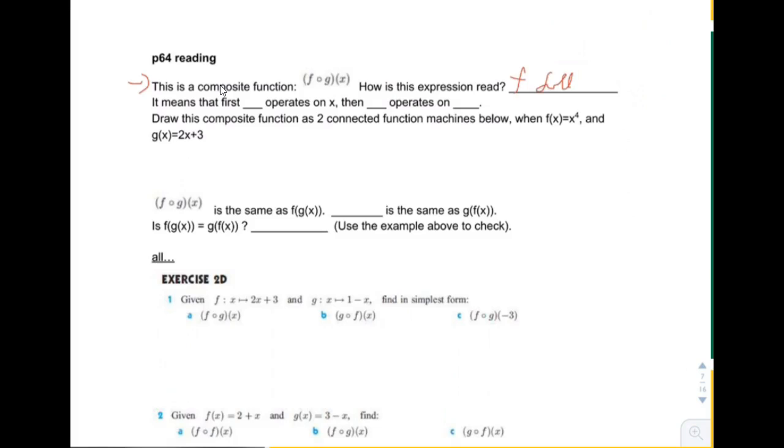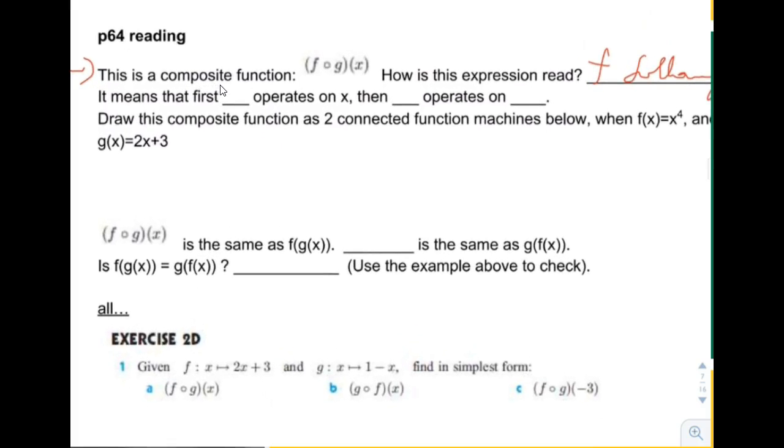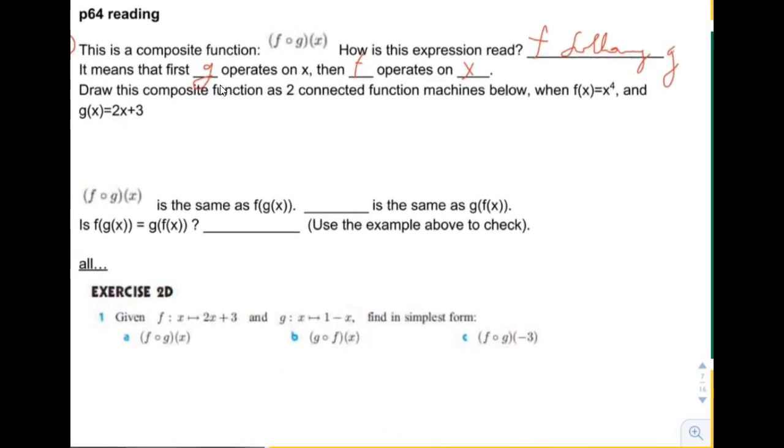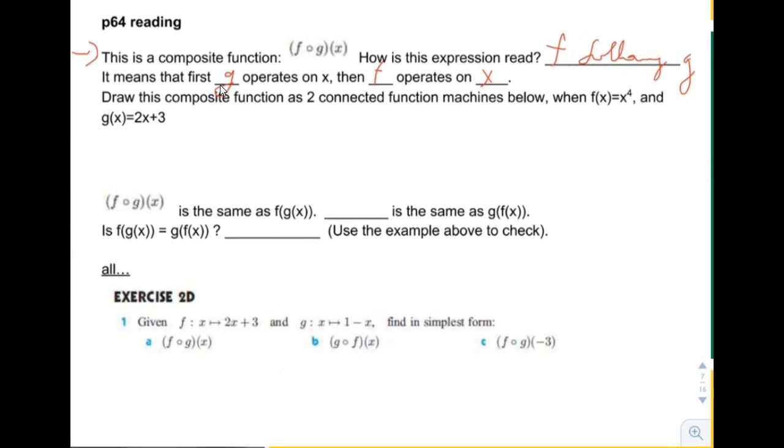F following g. And that's a good way to remember that the g happens first and then the f is operating afterwards. It means that first g operates on x and then f operates on that. Draw this composite function as two connected function machines below when f of x equals x to the fourth and g of x equals 2x plus 3.